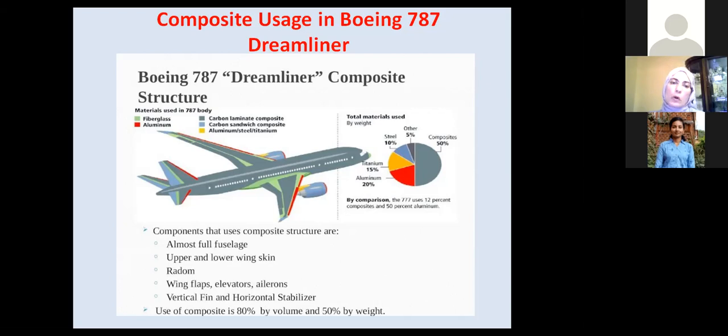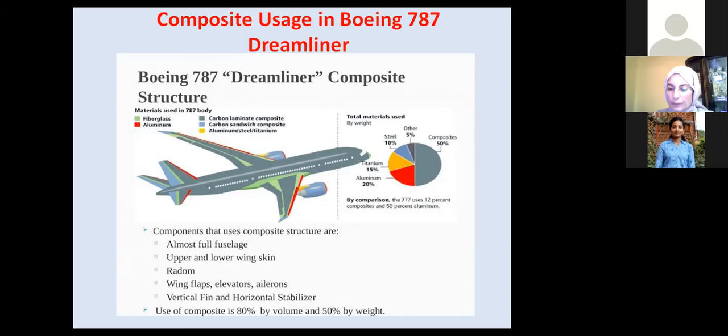This aircraft includes more than 50% carbon fiber and other composite materials, and also provides 20% weight reduction. So the usage of composite materials in aircraft structures provides commercial advantages like low fuel consumption due to their low weight, and also reduced cost of bolts, because it needs fewer bolts for assembly.